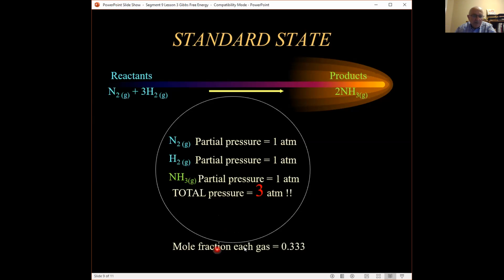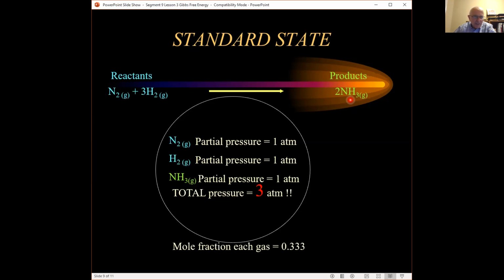So the mole fraction of each gas is 0.333. Now, this is the important thing about the standard state. It defines a particular set of concentrations that you have. Those are not the concentrations maybe you're doing in the lab. For example, if I'm carrying out that reaction with nitrogen and hydrogen to make ammonia, I probably don't start out with any ammonia in the system at all. That's my laboratory system. That has nothing to do with the standard state.